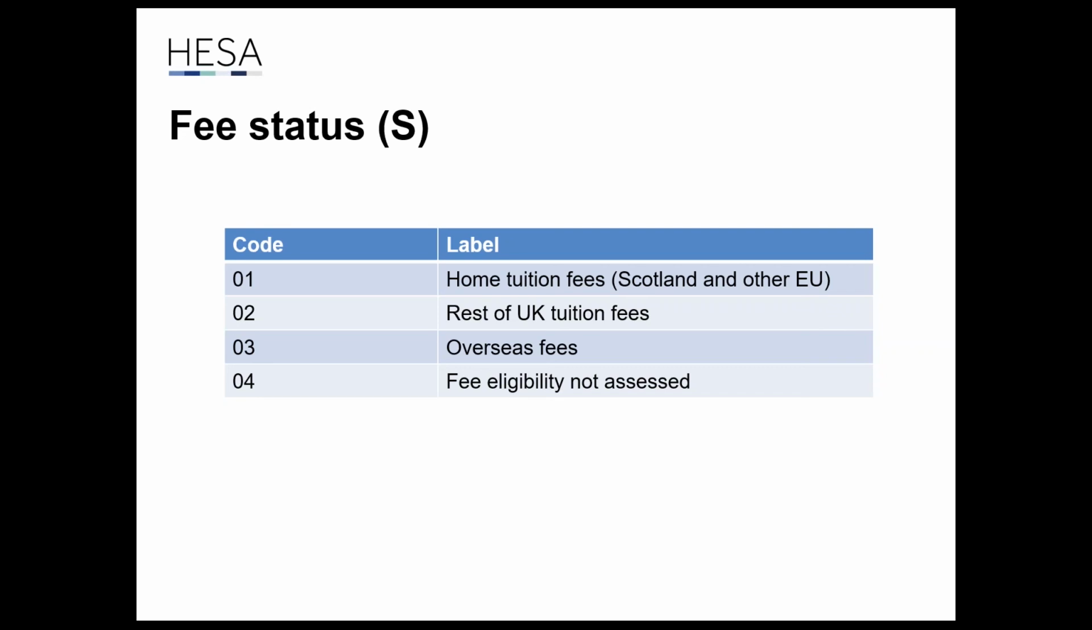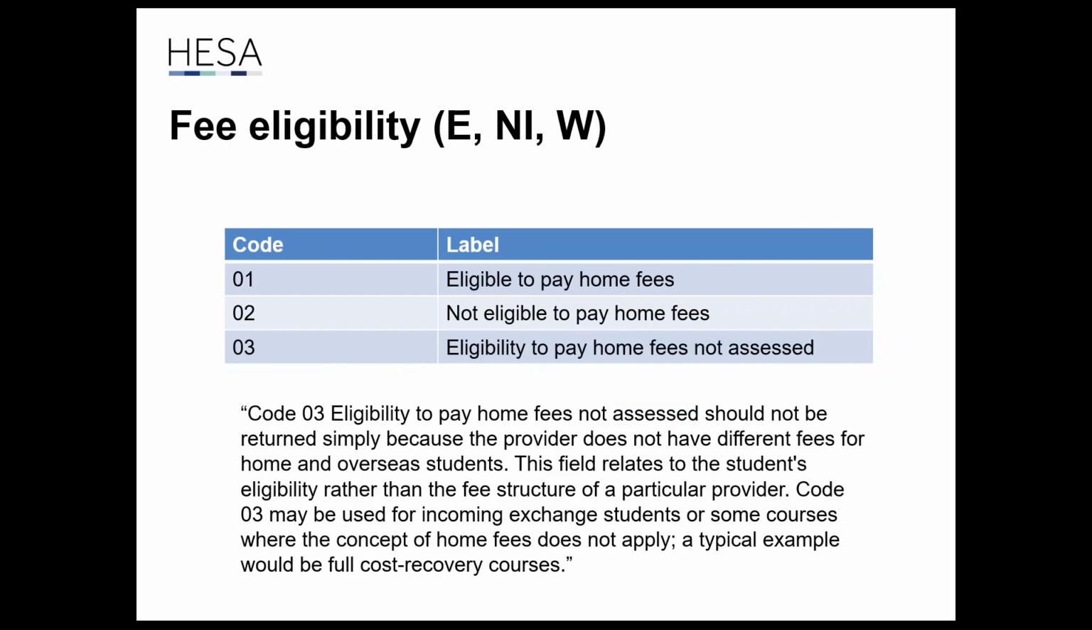I'm going to put it on the screen, but I don't expect you to read all of it. The gist is that in England, Northern Ireland and Wales, that valid entry shouldn't be used just because the provider does not have different fees for home and overseas students. What we're interested in here is the student's eligibility rather than the way that a provider structures their fees. So it's about the student rather than the provider's fee structure. And there are a couple of examples of when it might be used. In there, it's got incoming exchange students. It can be used in that case.